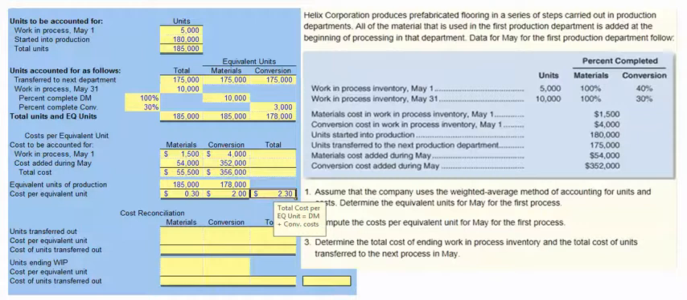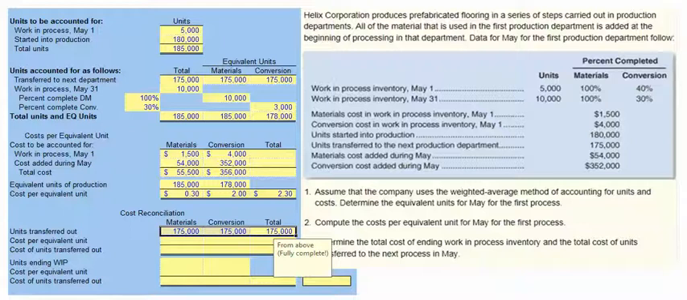After calculating our cost per equivalent unit, we need to assign cost to the units that were transferred out to the next department and assign cost to the units that were left in ending work in process. This is what we do in our cost reconciliation report. We had 175,000 fully completed units transferred to the next department, and we just calculated the cost per equivalent unit for direct materials, for conversion cost, and in total.